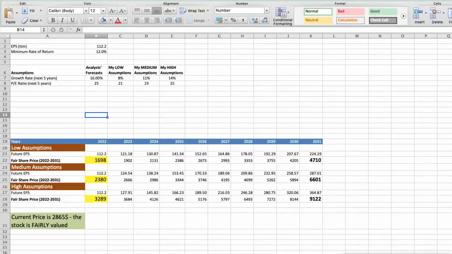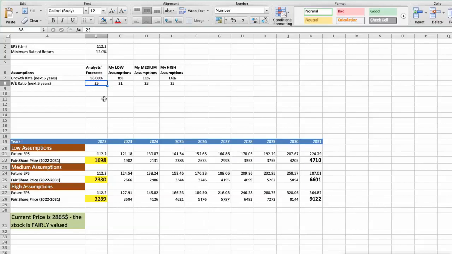Second model. Valuation based on earnings per share. This spreadsheet contains another financial data that we will use for the stock valuation. The current earning per share price for the company is 112.2. Minimum rate of return. I will use 12%. Because when we invest in individual companies, we are looking for a higher return than the S&P 500. For Google, analysts forecast growth rate around 16% per year in next 5 years, and future P/E around 25. Again, I will use 3 different scenarios for Google company: bad, average, and good.